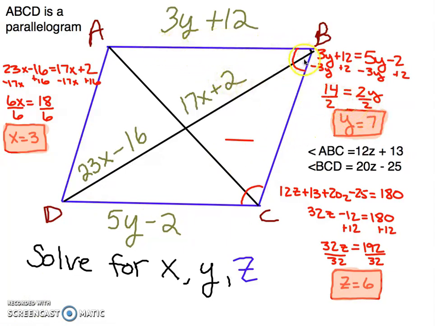From my parallelogram, I can see that those two angles would be consecutive angles because they share a side. So therefore, I took everything that I had here and added it together and set it equal to 180 because I know that consecutive angles are supplementary. When I did that, I solved for my z and found that z equals 6. And that was the last variable that we had to solve for parallelogram ABCD. Hopefully you found the same answers.